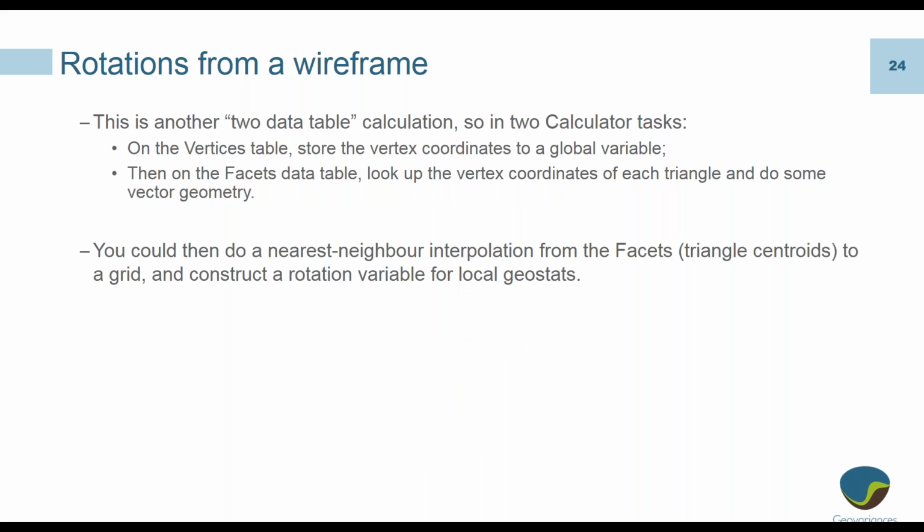So we've got 2 data tables here, so there's going to be another 2 data table calculation. Going to use a global variable for it. On the vertices table in the calculator, store the vertex coordinates into a global variable. And then on the facets data table, we have the index of the vertices, so we can look up the coordinates from our global variable using those indices. And then once you have the coordinates for the 3 corners of the triangle, you can do some vector geometry, some trigonometry, work out the angles. Maybe you could then do a nearest neighbor interpolation from the facets, so the triangle centroids to a grid, and then once you've got some rotations on a grid, you can construct a dedicated rotation variable, use that for local geostats.